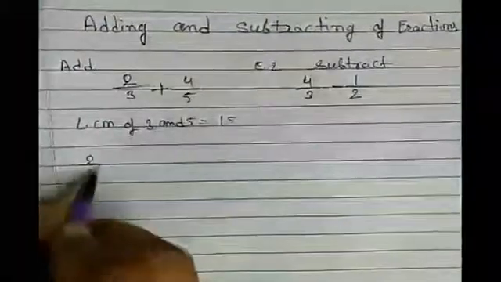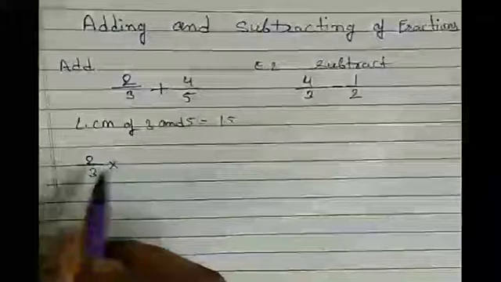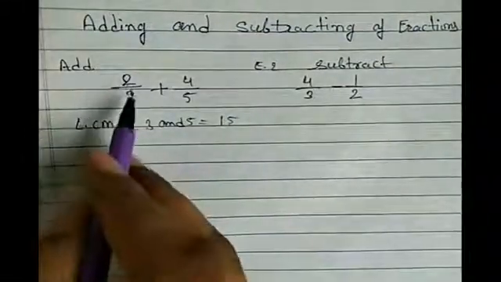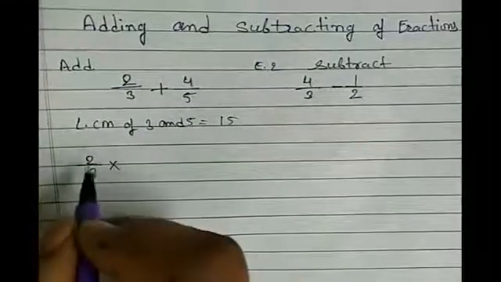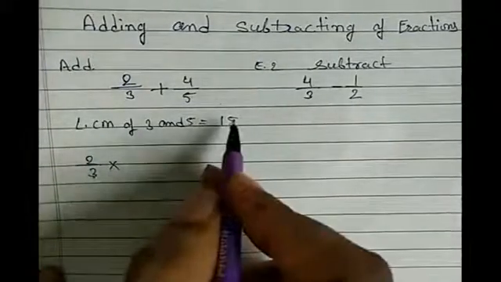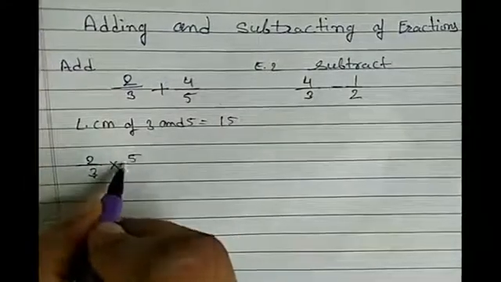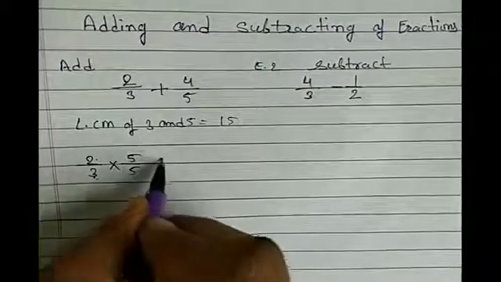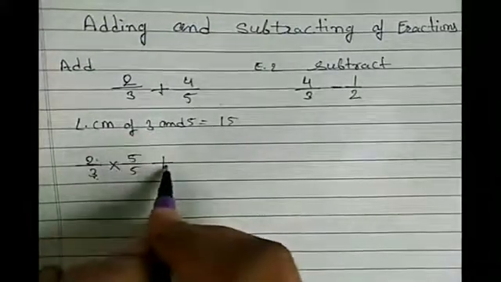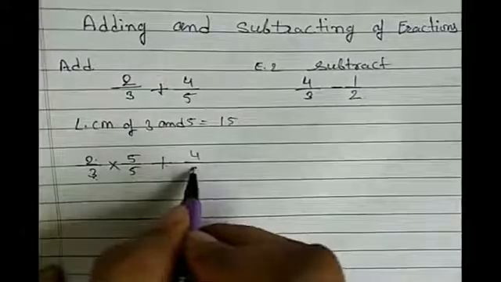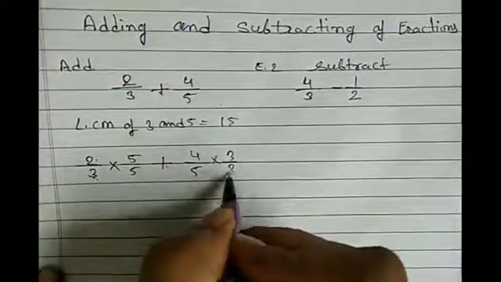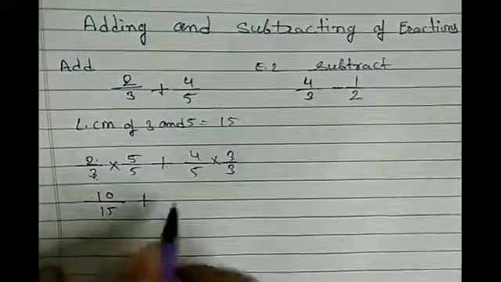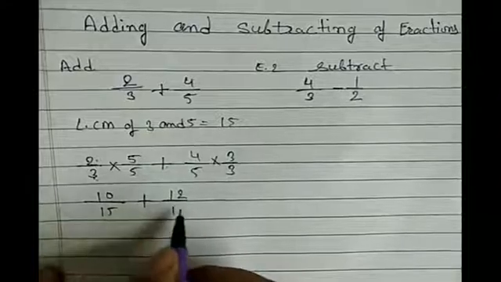Now write 2 upon 3. We require denominator 15 and the denominator in the fraction is 3. So by which number do we multiply 3 to get 15? The number is 5. So we multiply both numerator and denominator by 5 upon 5. Similarly, 4 upon 5 multiplied with 3 upon 3. We get 10 upon 15 plus 12 upon 15.